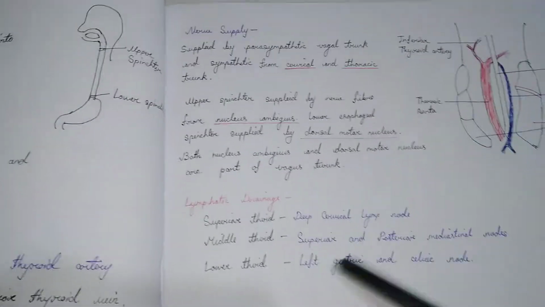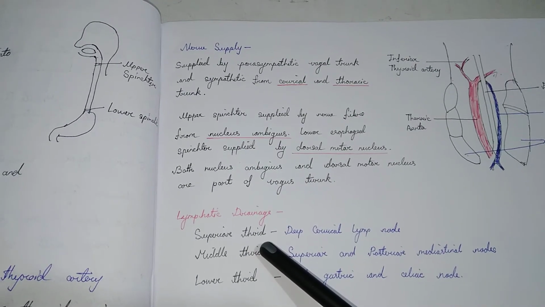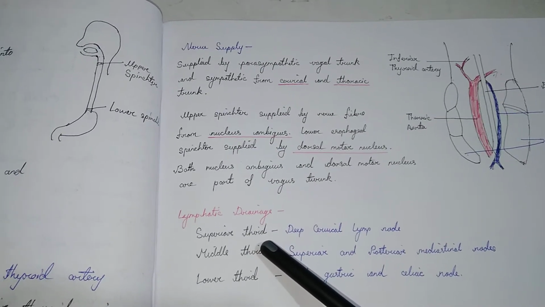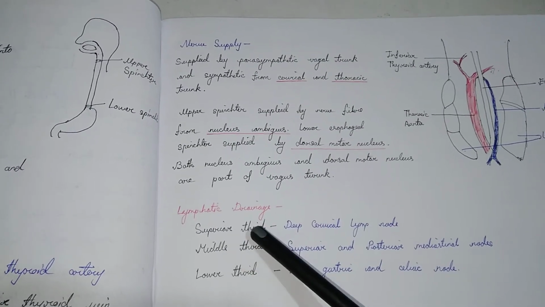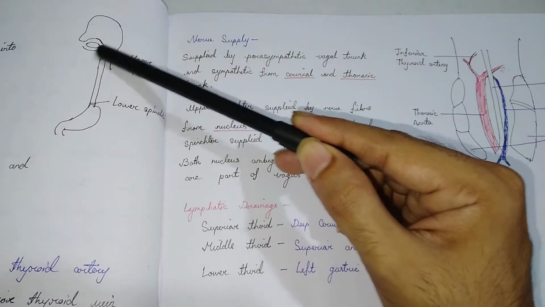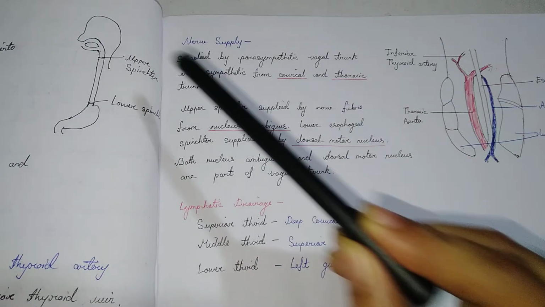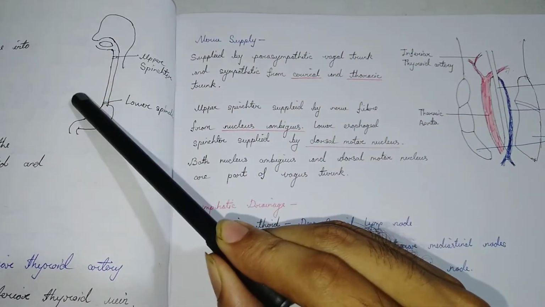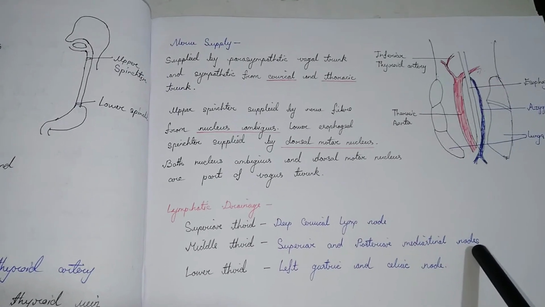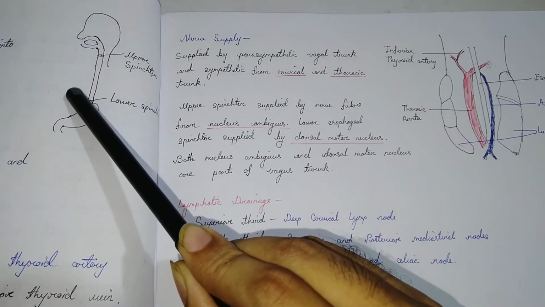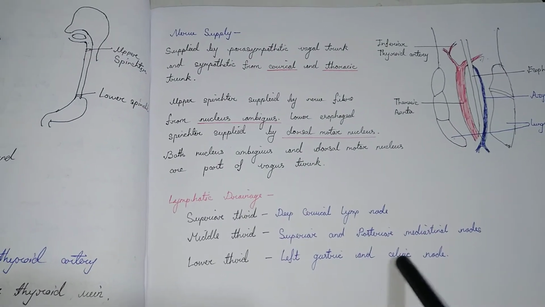Now comes the lymphatic drainage. The lymphatic drainage depends upon the part of the esophagus being drained. The superior part, that is the cervical portion, drains into the deep cervical lymph nodes. The middle portion, which is present in the mediastinum, drains through the superior and posterior mediastinal nodes, and the lower third of the esophagus, which is just below the diaphragm, is drained by the left gastric and the celiac nodes.